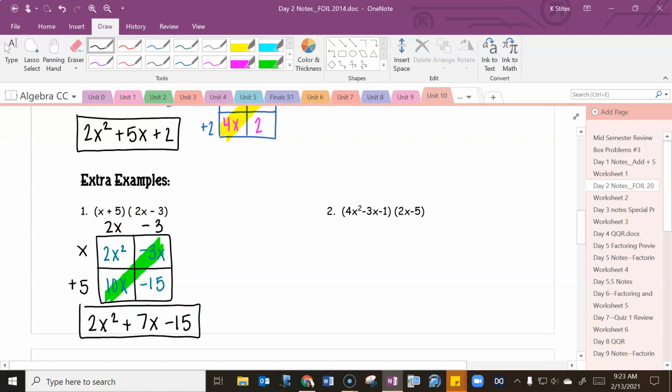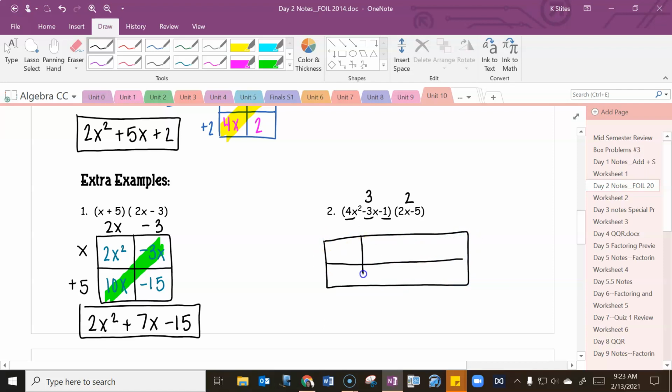Now, this works especially well when you have a trinomial. See how this has 3 terms? So this time you're going to make a 3 by 2 box. I like to go like this. Some people like to make it the other way.